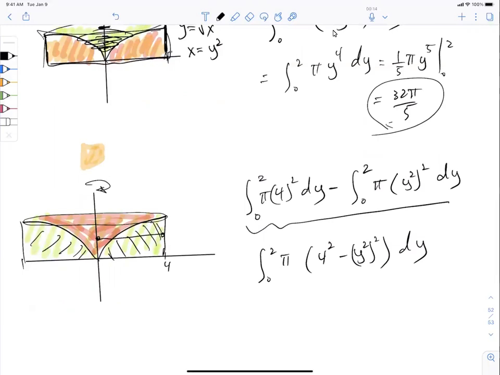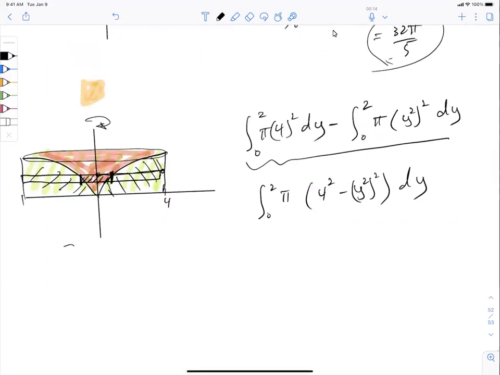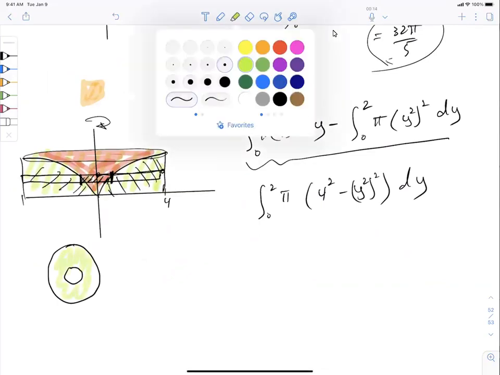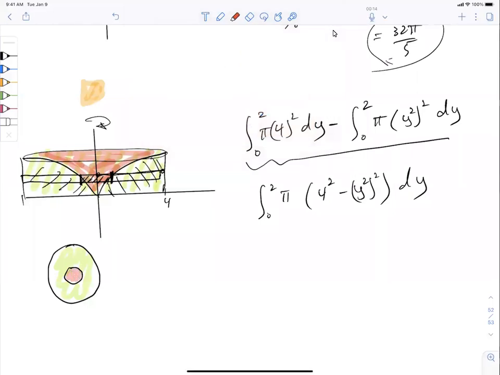That's why we call it the washer method, because each one of these green shaded ones, if I calculate the cross sections, the cross sections are going to be circular disks where the inside part of it has been taken out. So if I look at the side view or above view of it, it looks like this, where again the green part is here and the red part is here. So that's why it's called the washer method, because you're taking out a hole inside of the washer. Hence the washer method. Anyways, you can calculate this if you wanted to.